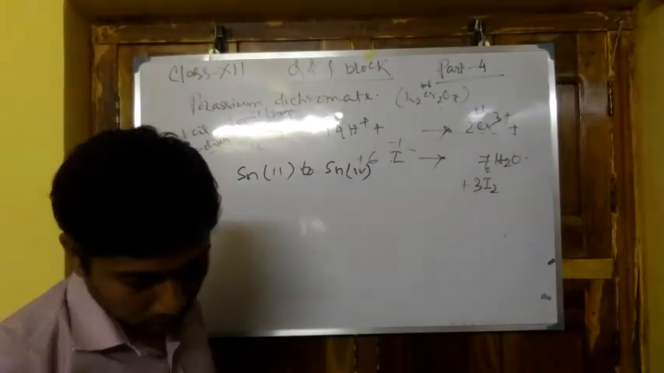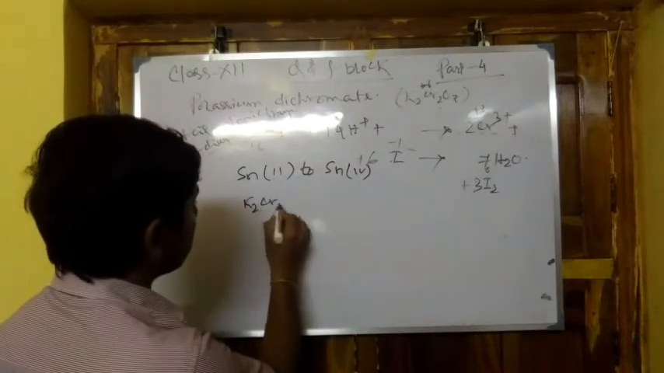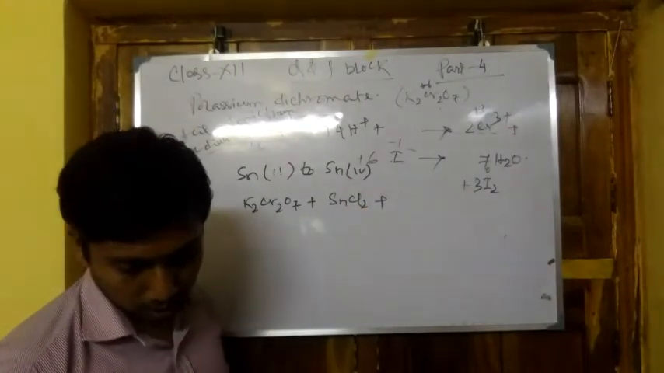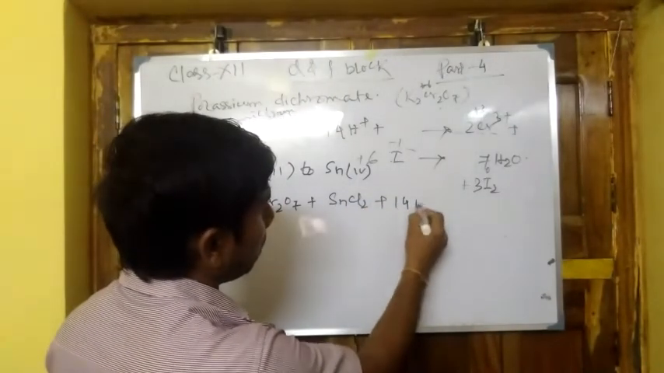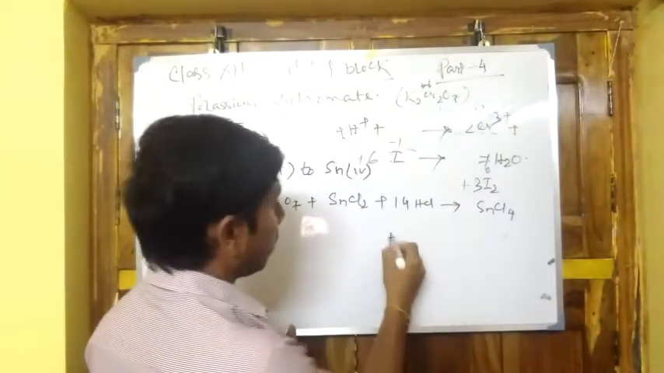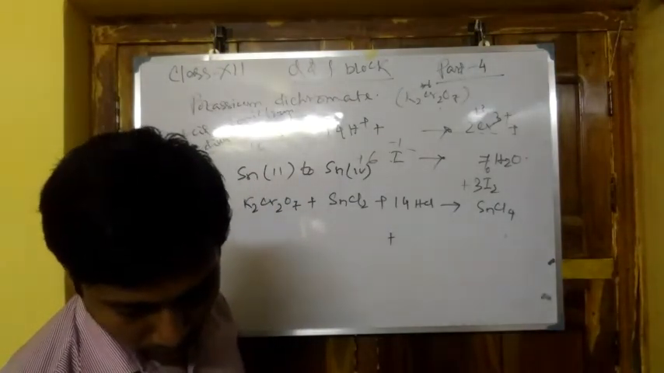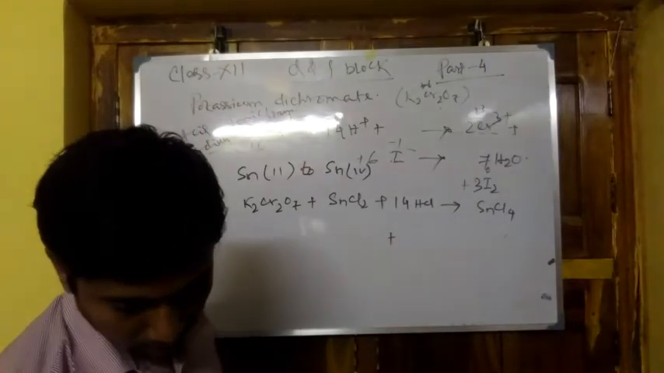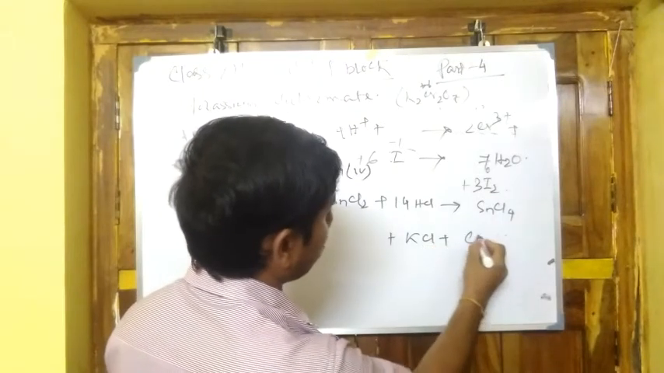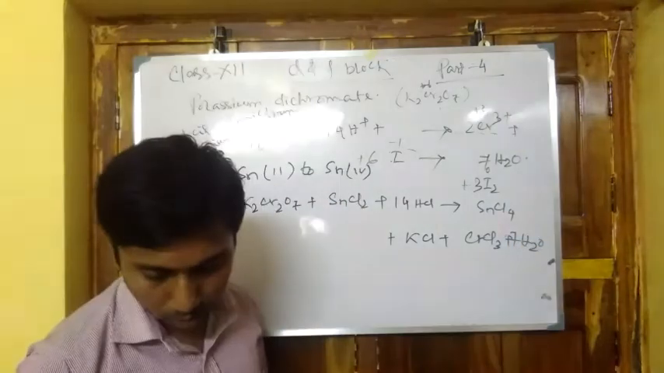So the reaction is K2Cr2O7 plus SnCl2 plus, in HCl medium, 14 HCl, it will produce SnCl4 plus also chromium chloride, as there is chlorine, and KCl and water. Here also 7 molecules of water.